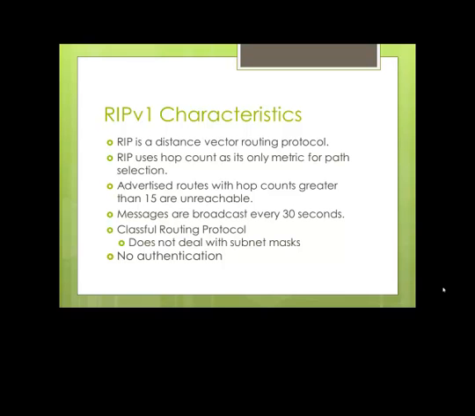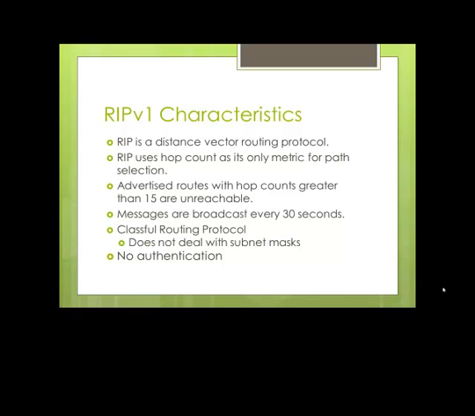RIP is a distance vector routing protocol that uses hop count as its only metric for path selection. What we're worried about with RIP is being the least amount of hops, or the least amount of routers away, to our path. Advertised routes with hop counts greater than 15 are considered unreachable. If you remember from the previous chapter, that would be considered a poisoned route because 15 is the count to infinity. So if a router running RIP ever receives an update with a metric, or hop count, of 16, it knows that network is unreachable.